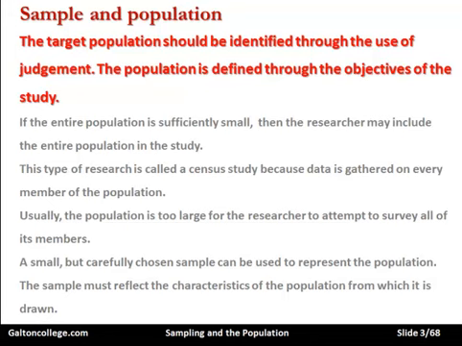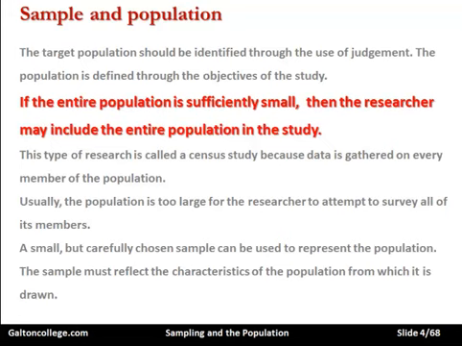The population is defined through the objectives of the study. So it's important to look at the purpose of the study and then identify what the population should be. Look at what the study is attempting to do, what it's attempting to find out, and then decide on the population.